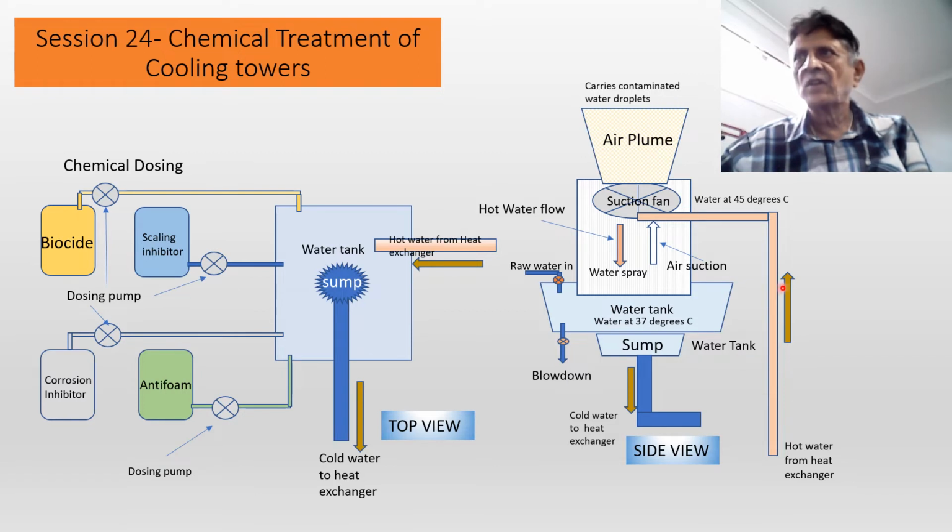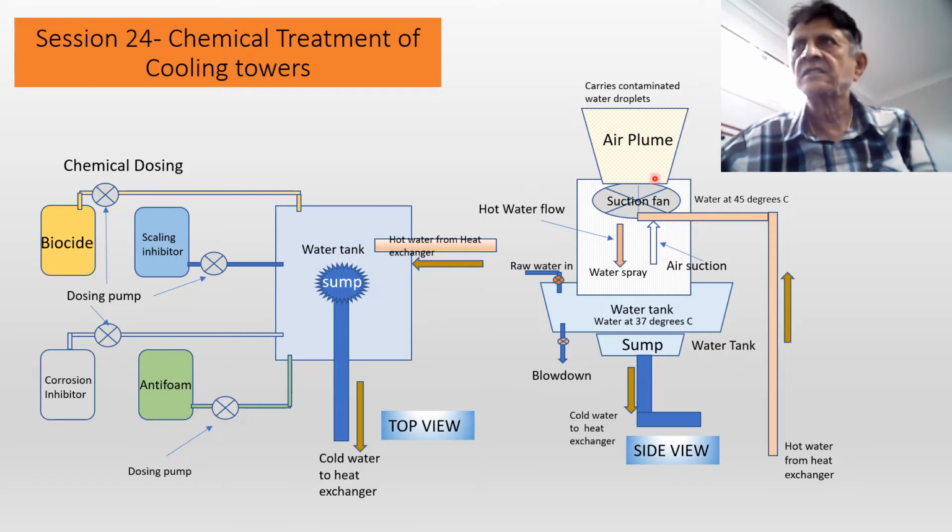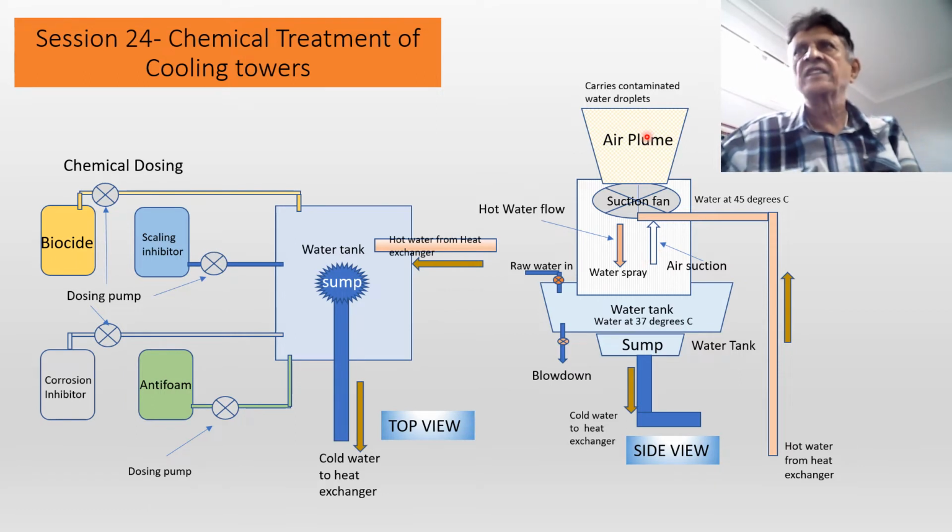As I did mention, water enters at 45 to 48 degrees, falls down into a water spray, and the air flows up and cools the spray of water, which has a very high surface area. Through the air suction, the heat is transferred into the atmosphere through the hot air plume. From the sump, the cold water goes back to the heat exchanger. There is a blowdown valve.